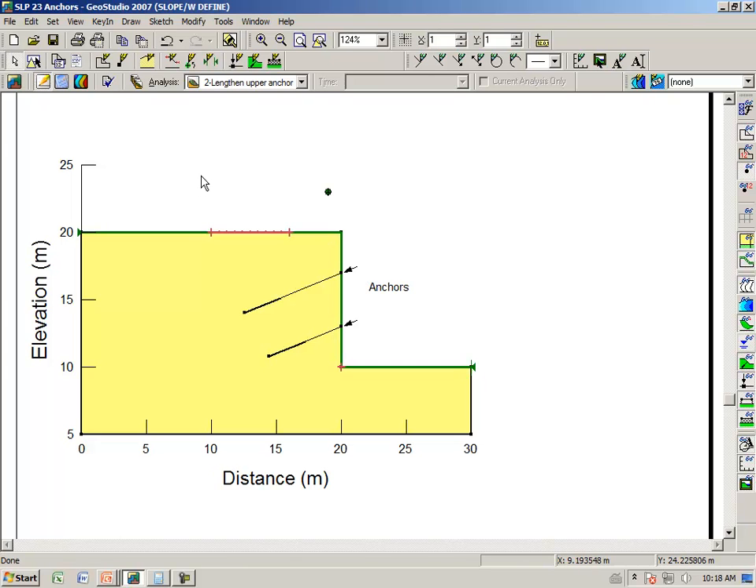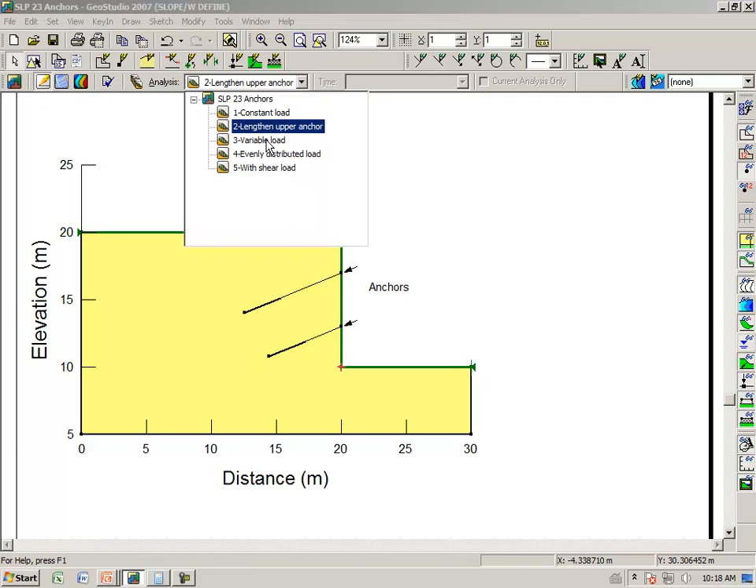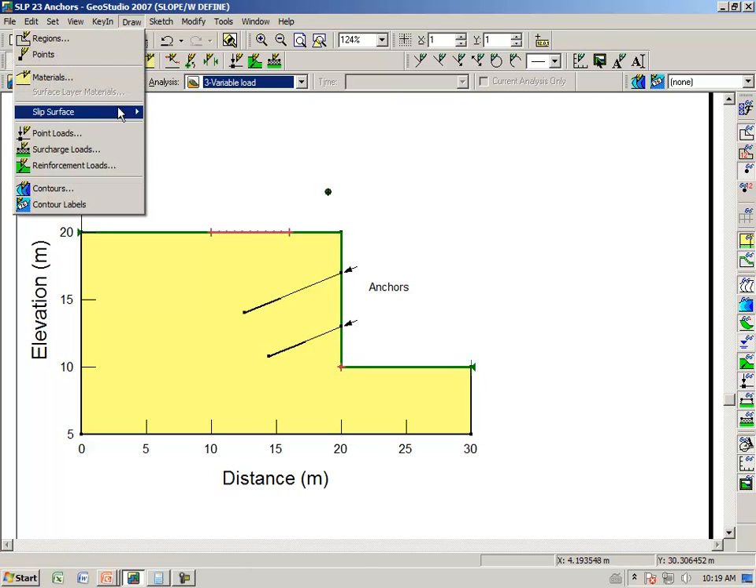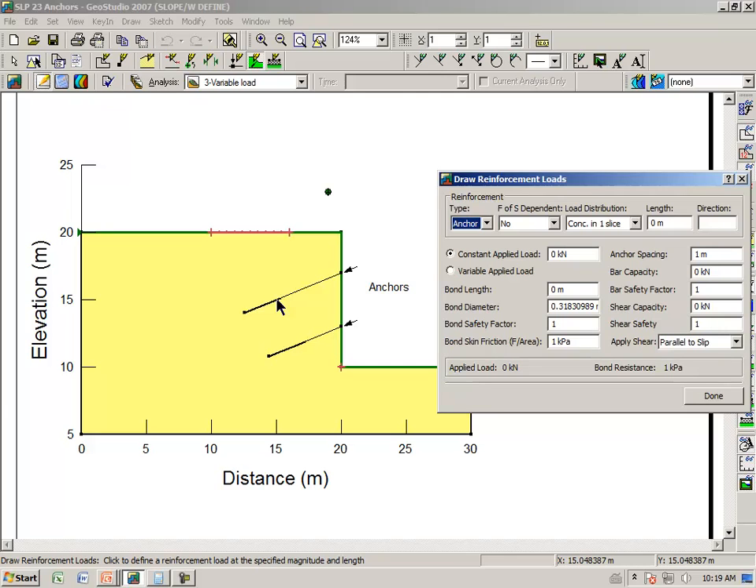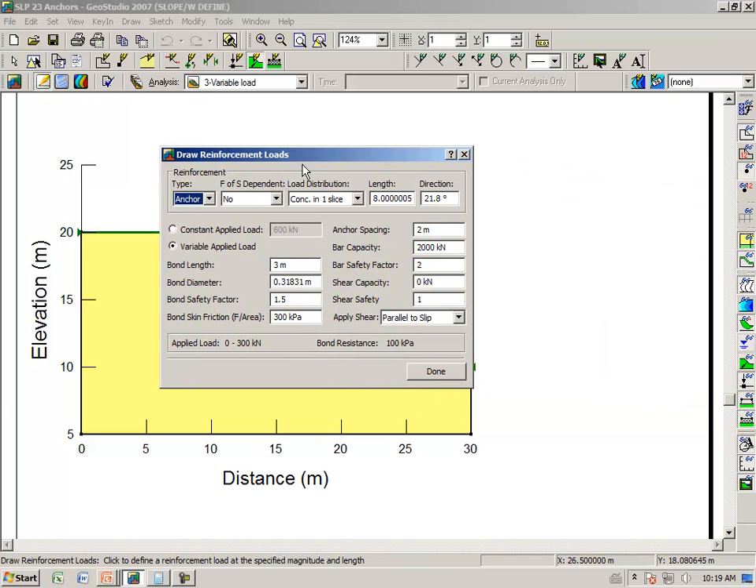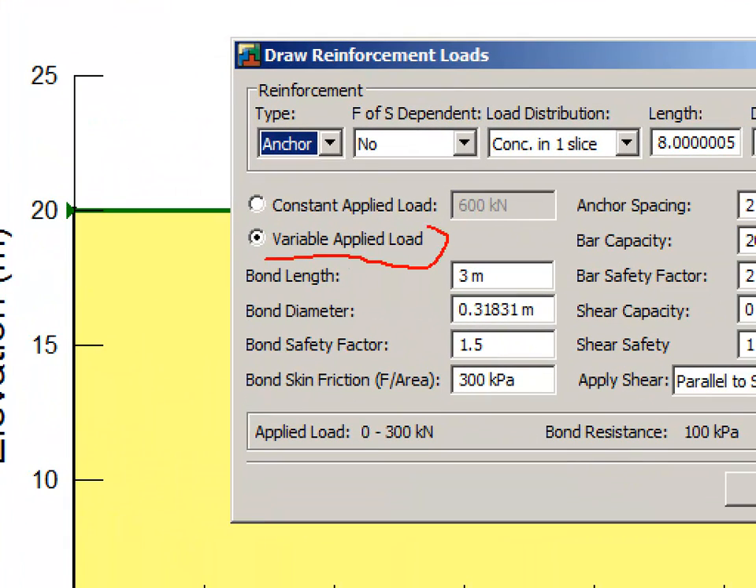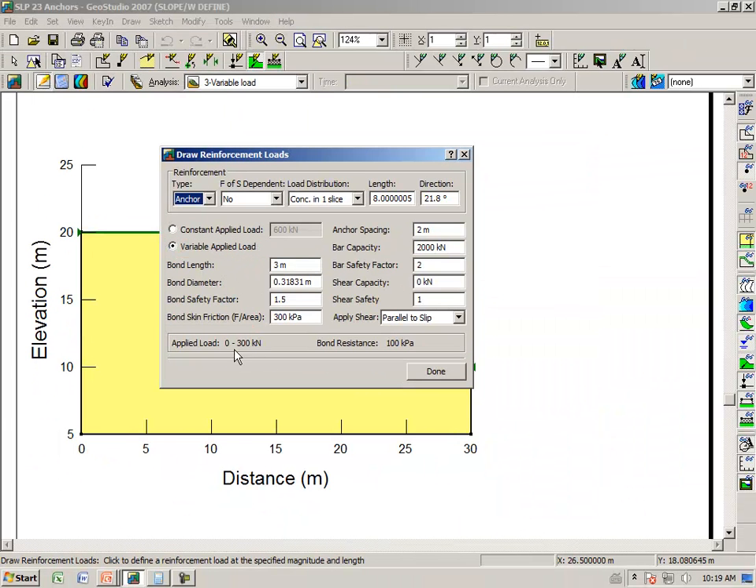Now let us go back to the define view and look at analysis number 3. And we are now going to switch over to the variable load option, draw reinforcement load. Clicking on the top anchor, we now see that we have switched over to the variable applied load. Notice also the applied load is now arranged down here, and it's worth spending a few moments as to what this means.